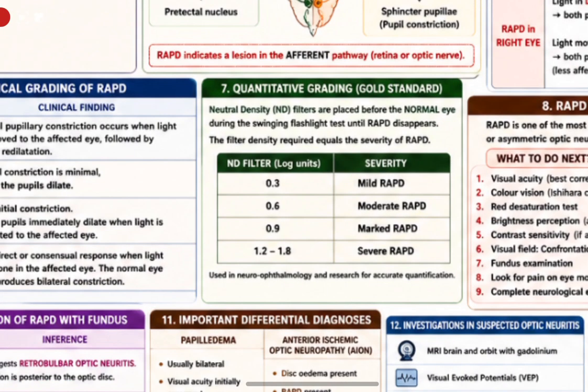Coming to grading of this RAPD, clinical grading: Grade 1, mild, that is initial constriction followed by early redilatation. Grade 2, moderate, that is minimal initial constriction followed by dilatation. Grade 3, which is marked, there is immediate dilatation without any constriction. Grade 4, also called severe or amaurotic. Here, there is no direct or consensual constriction of the pupil.